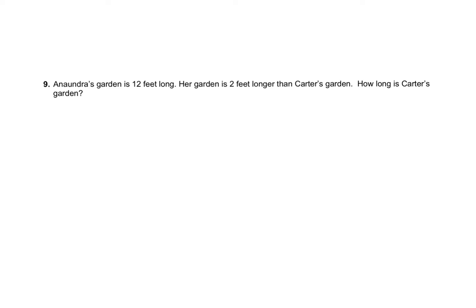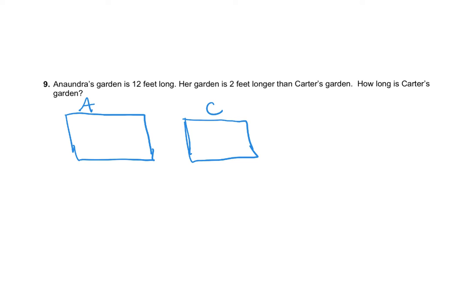All right, number 9. Anandra's garden is 12 feet long. Her garden is 2 feet longer than Carter's garden. How long is Carter's garden? Well, I'm just going to draw myself 2 gardens here. And let's see here, this one's not quite as long, is it? So I'll just kind of do this. All right, so this is Anandra's and this is Carter's. And so it says Anandra's garden is 12 feet long, so we know that this is 12 feet.